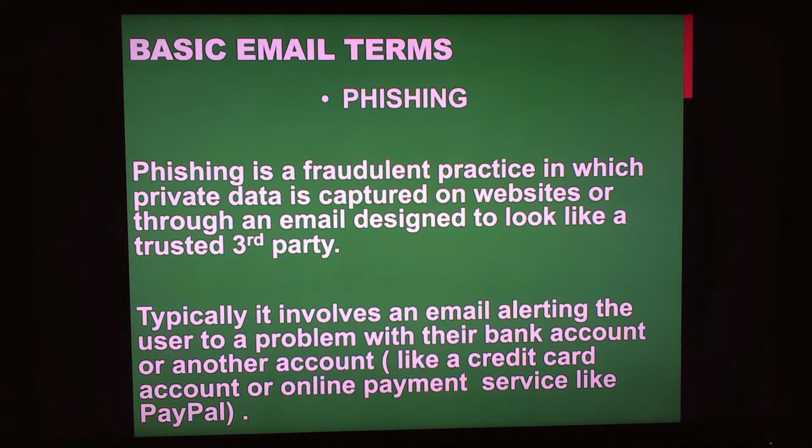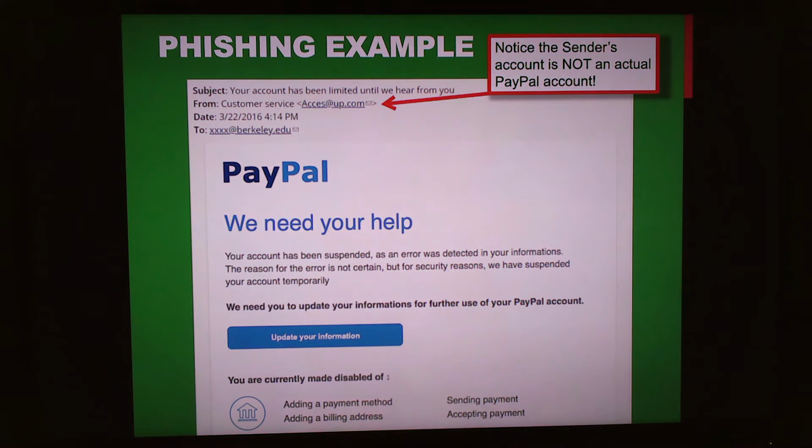Phishing is a fraudulent practice in which private data is captured on websites or through an email designed to look like a trusted third party. It typically involves an email alerting the user to a problem with their bank account or another account, like a credit card account or an online payment service like PayPal. And you'll see this is an example of phishing up here at the top, where it says acces@up.com, which is not an actual PayPal account.